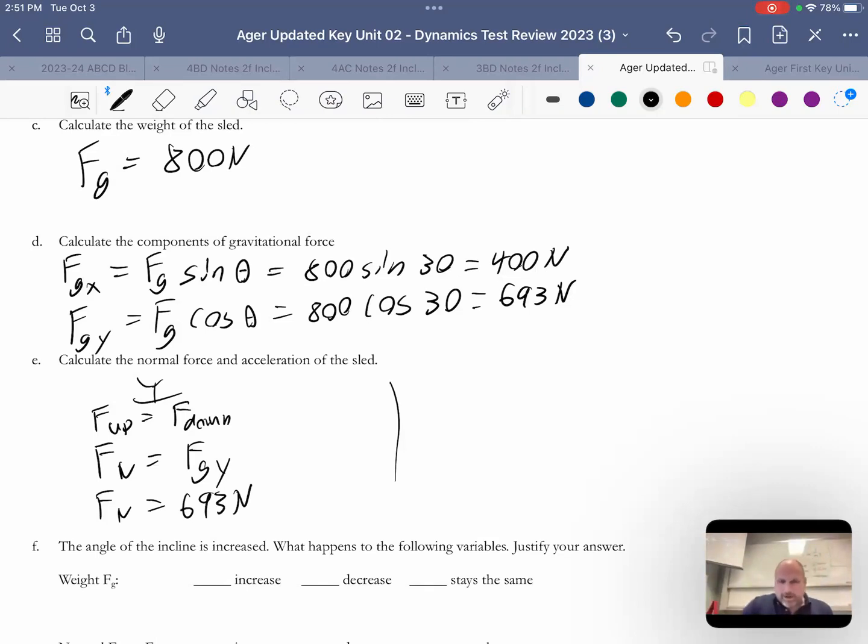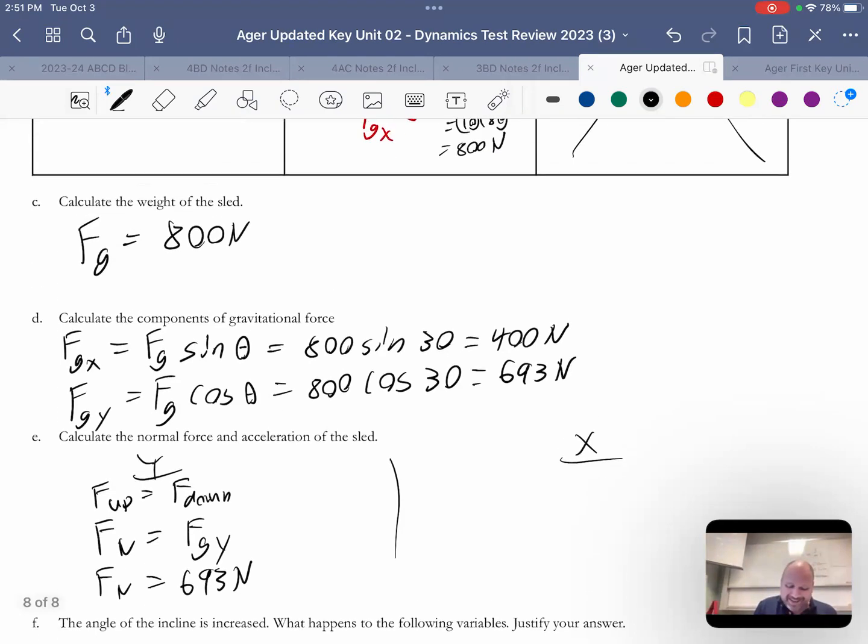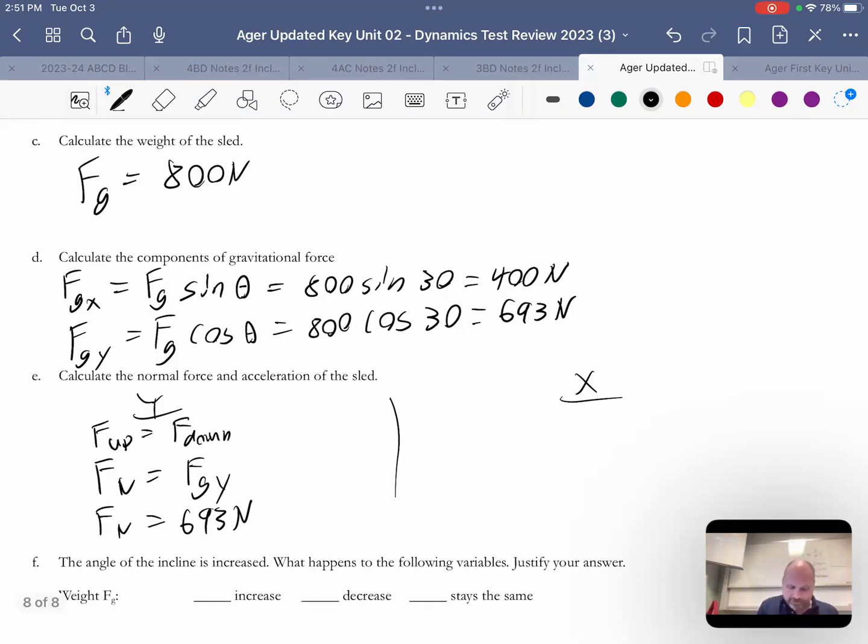So what's the acceleration? Well, that's going to be the x, or what we call the x direction of the plane. And we're going to do that in two steps. We're going to find the net force, which, since there's no friction, is just that 400, but let's show that. So we're going to say our right forces, or the ones down the plane, minus the left forces. It's going to give us our net force, right? The difference between all the forces gives us our net.